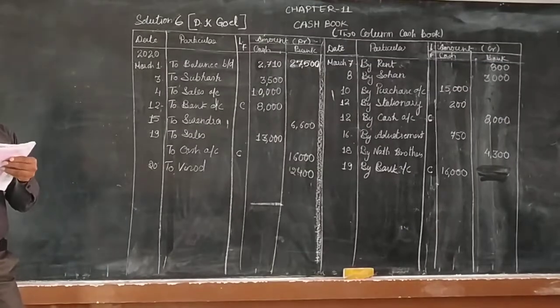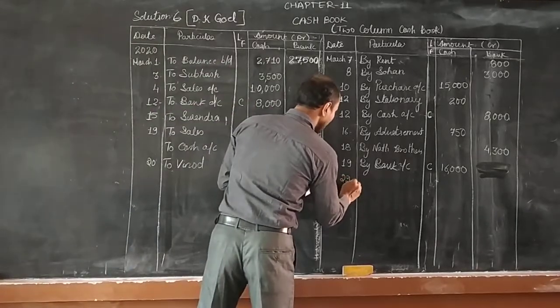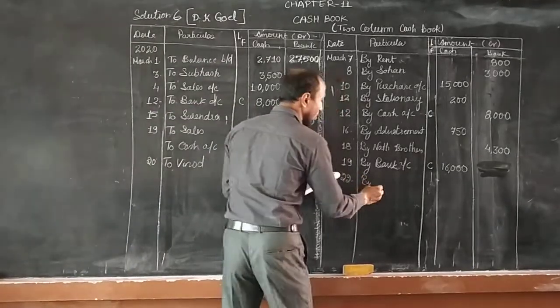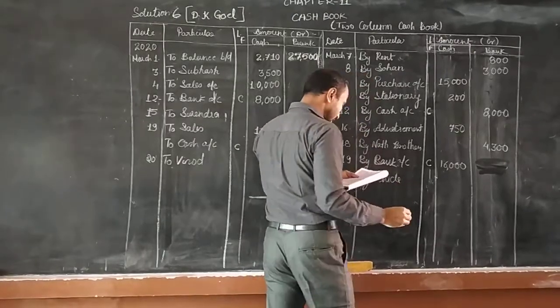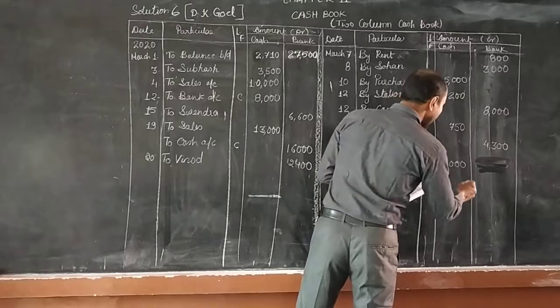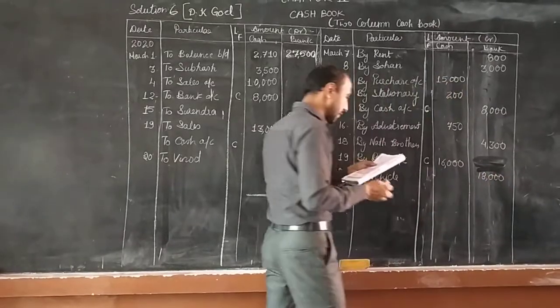Now, bought scooter and paid the same by check. खरीद दिया भाई स्कूटर 22, by machine और vehicle. By vehicle कितना है? चेक से पेमेंट किया है. So 18,000 we have paid. चेक से पेमेंट कर दिया.